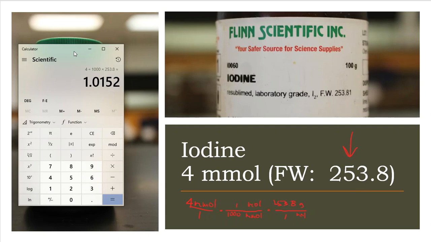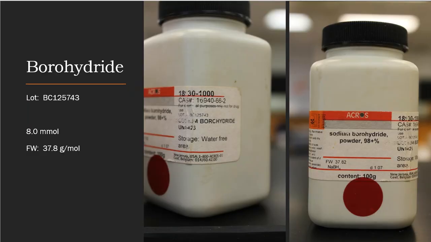And this gives me 1.01-ish. So 1.01-ish grams of iodine is what I would need to use in this lab experiment when I get to that point. So keep that number in mind, and we need to get something close to 1.01 if we can. Next up, Anti-Markovnikov better involve some sodium borohydride.